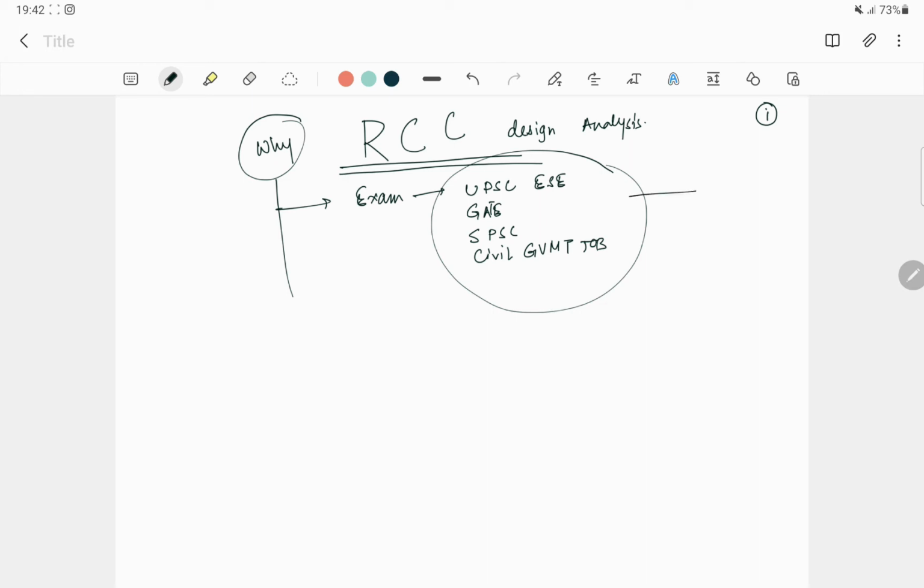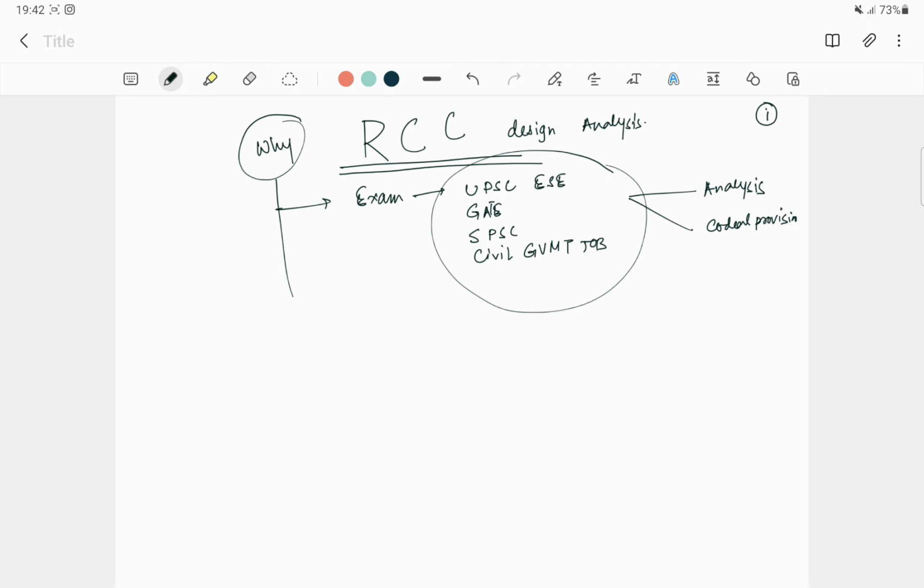And these questions have two parts. One part is related to analysis and one part is direct from the codal provisions. That is why I covered IS 456 clause-wise. So that is why we read RCC design.